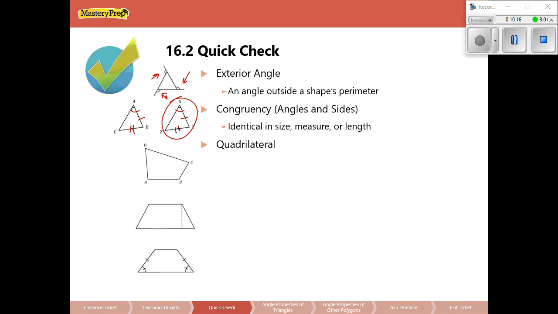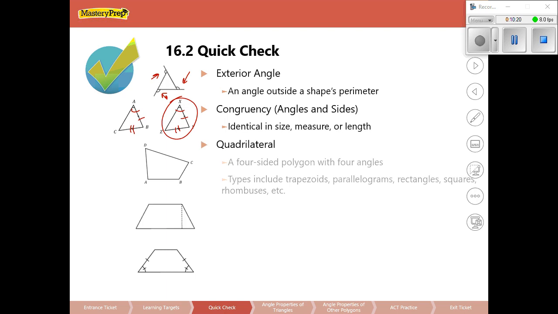Now, a quadrilateral is any four-sided figure. Four-sided figure types include trapezoids, parallelograms, rectangles, squares, rhombuses. Any of these are considered four-sided figures. When we talk about a square, we're talking not just about a four-sided figure, we're talking about a four-sided figure that has four right angles and four congruent sides. It's the most specific we can get. Quadrilateral is just any four-sided figure.